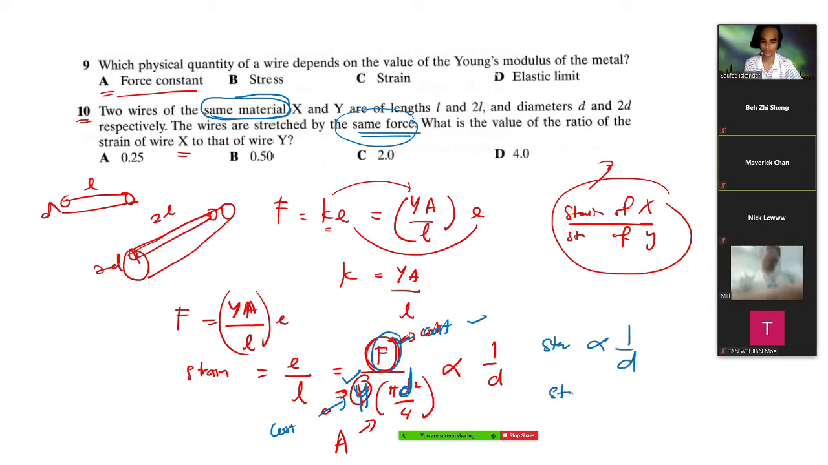So strain of X over strain of Y equals 4.0. It's L over D, sorry, it's L over D. So X over Y will be 4.0, then the answer will be D.